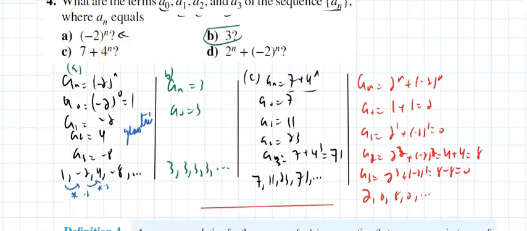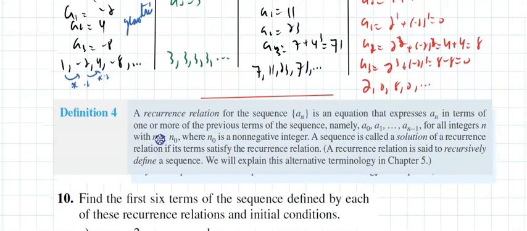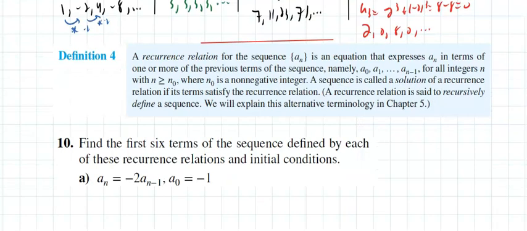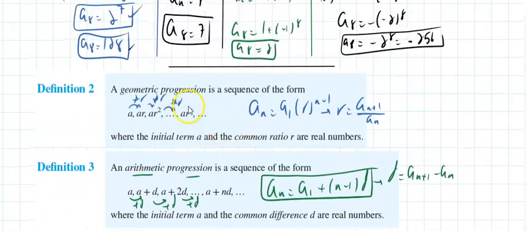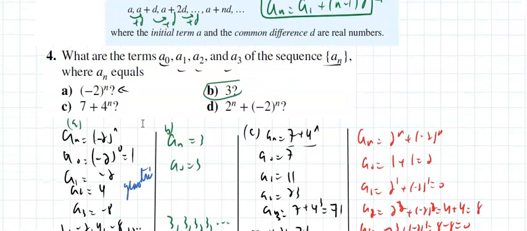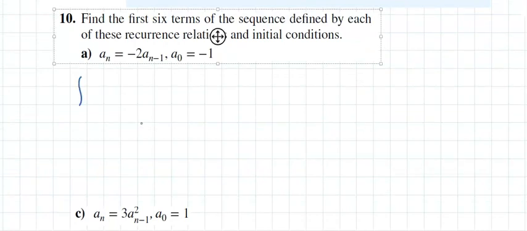Now, a recurrence relation, we call it recursive most of the time, for a sequence is an equation that expresses a sub n in terms of one or more previous terms. I'll tell you what that means in a minute. So on the previous problems, if I wanted a sub 100, I just replace n by 100 and figure out what that term is. On number 4, if I want to find a sub 100, I replace n by 100, and that will tell me the actual form. This is what this says.